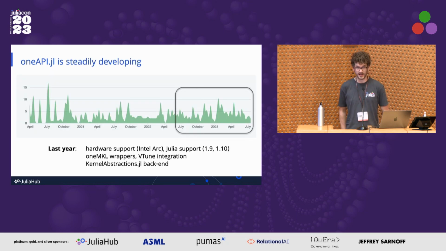So oneAPI.jl has actually been in development for quite a bit, and development is also just happening steadily. In this talk, I'm going to give an overview of what we've been up to for the past year. To summarize, that includes supporting more hardware, supporting more Julia versions, adding wrappers for oneMKL, integrating with vTune, and a powerful KernelAbstractions backend as well.